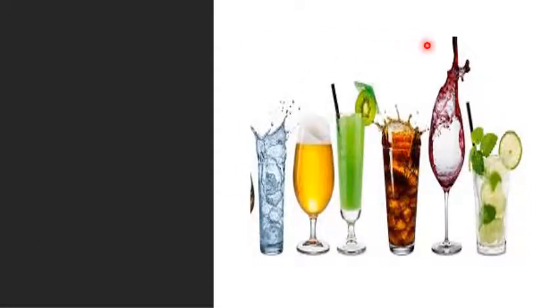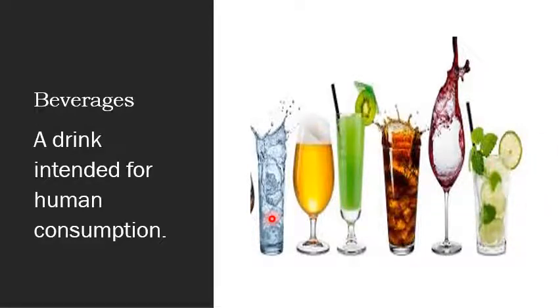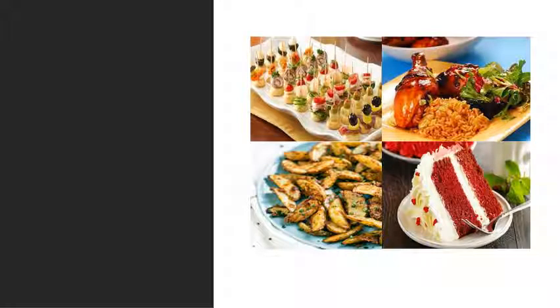Next, what about this picture? This is very common. These are the beverages. We have different types of beverages or juices. We have cold water, wine, green tea, cola. A beverage is a drink intended for human consumption. What about this?